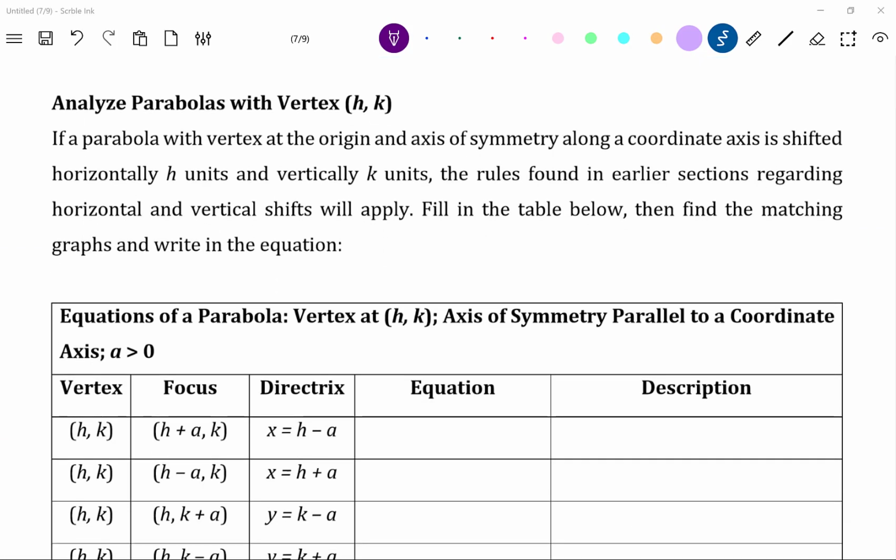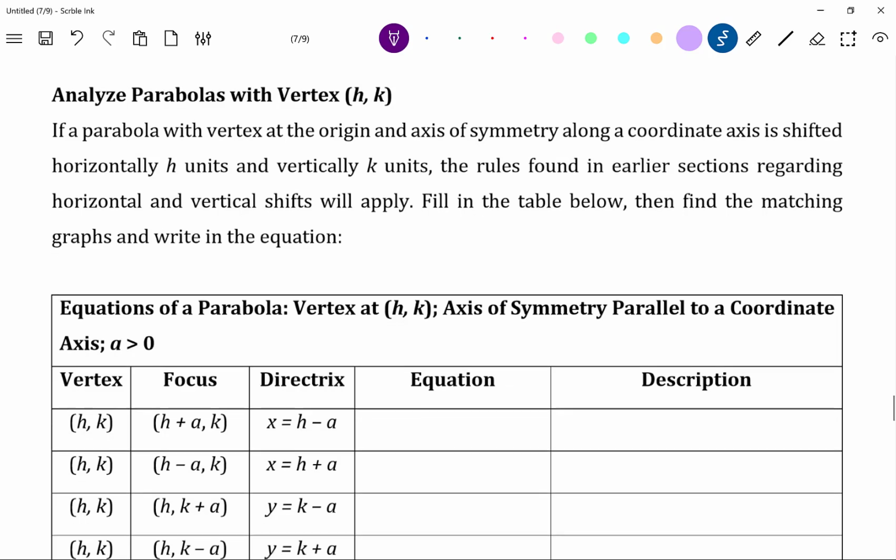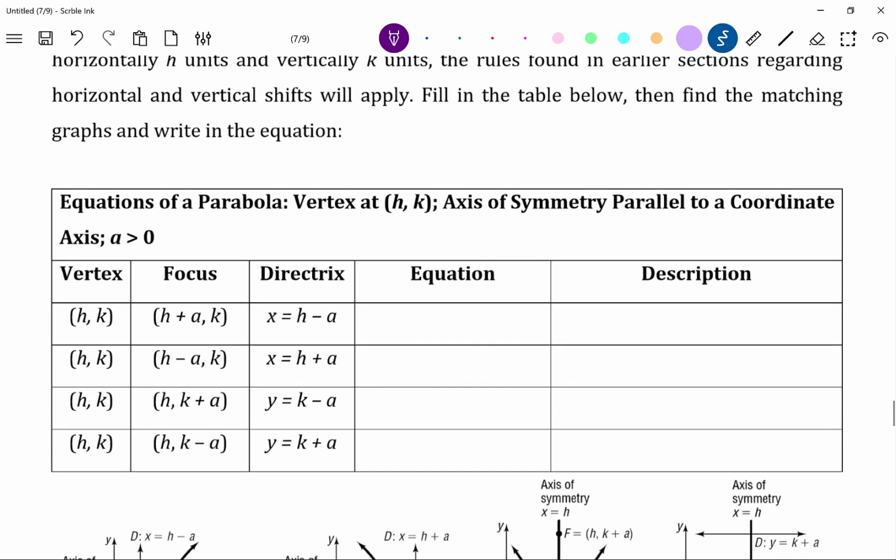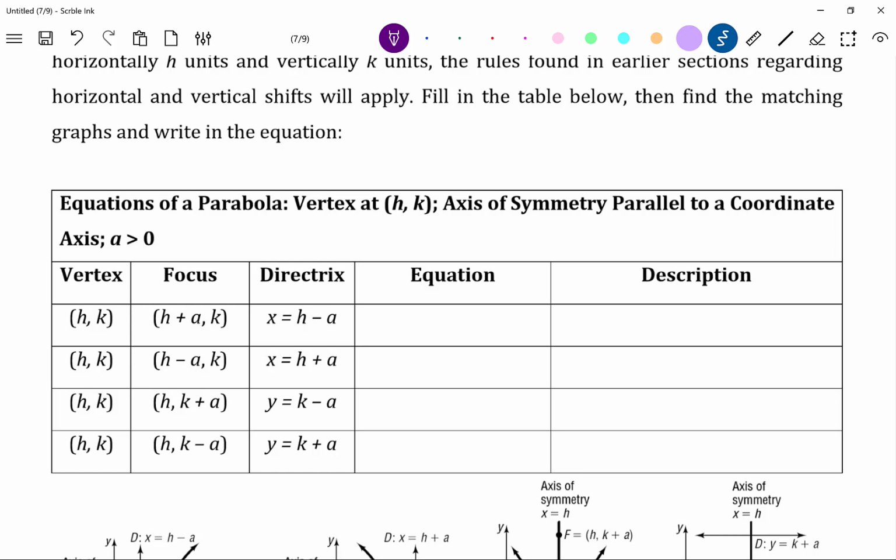Analyze parabolas with vertex (h, k), not necessarily at the origin. If a parabola with vertex at the origin and axis of symmetry along the coordinate axis is shifted horizontally h units and vertically k units, the rules found in either section regarding horizontal and vertical shift will apply. We'll fill in the table and then find the matching graphs.